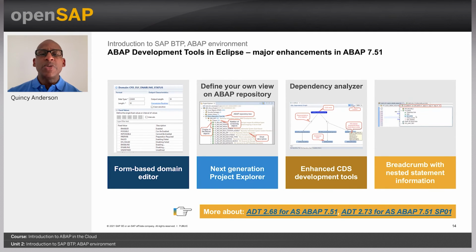For ADT 2.68 and 2.73, corresponding to ABAP Platform 7.51, we have a form-based domain editor, redesigned Project Explorer, more enhancements to the CDS editor, and enhanced breadcrumb usage. Breadcrumbs are very useful navigational aids when you are traversing several levels of your development artifacts. They help you see the structural relationships between different artifacts.